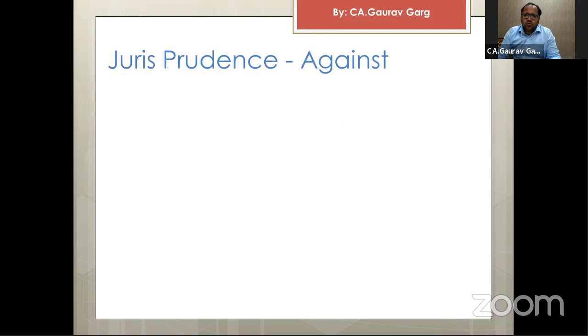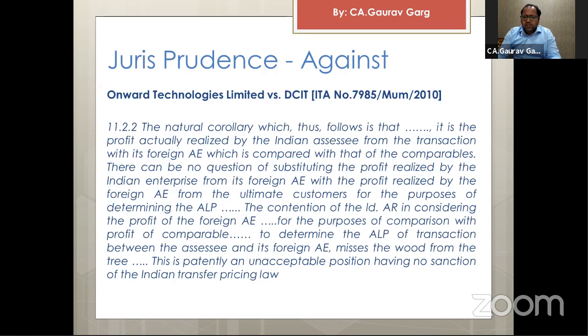The case went to the court. So first, I'm taking cases which are against taking a foreign AE as a tested party. So we have Onward Technologies Limited, a very old case, a Mumbai tribunal. It says the natural corollary which thus follows is that it is the profit actually realized by the Indian SSE from the transaction with its foreign AE which is compared with that of the comparables. There can be no question of substituting the profit realized by the Indian enterprise from its foreign AE with the profit realized by the foreign AE from the ultimate customer for the purposes of determining the ALP.